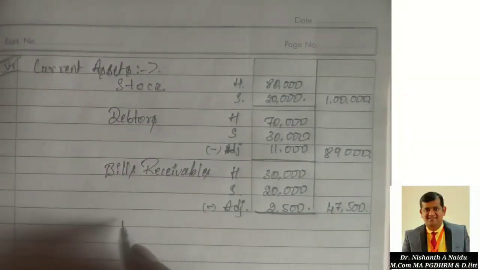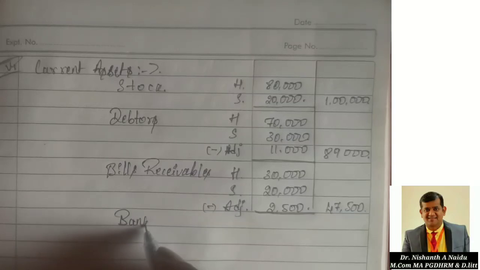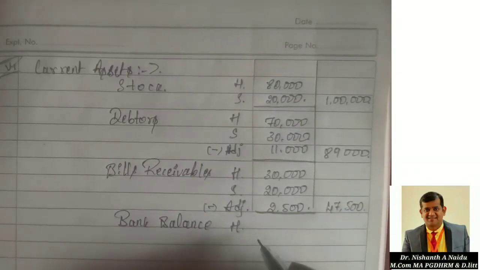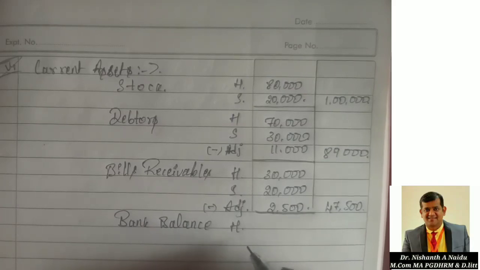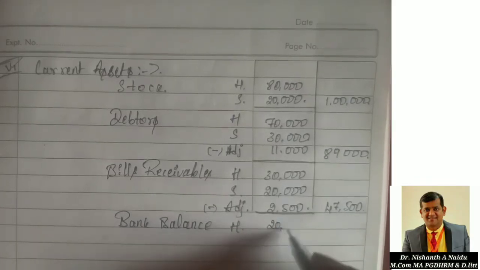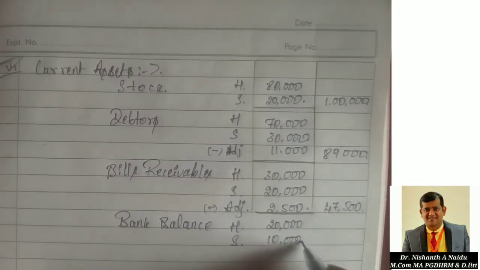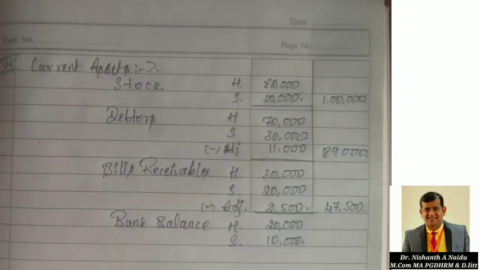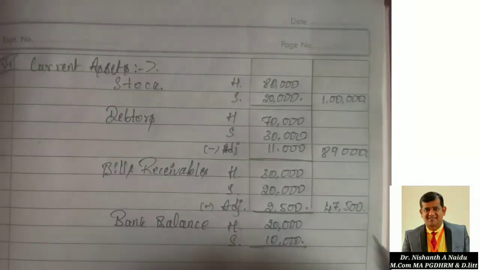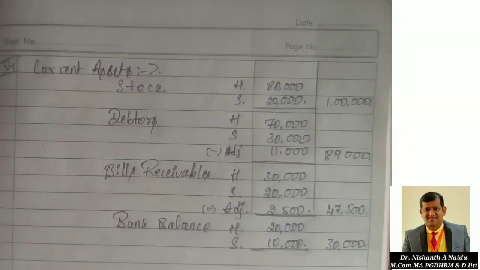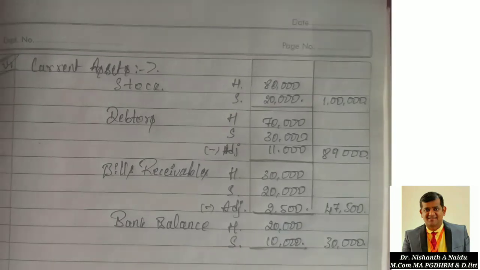So now let us take bank balance. H company limited bank balance 20,000. S company bank balance 10,000. Total it and put it to outer column. So it is going to be 30,000 rupees. After that, we don't have anything else to do.